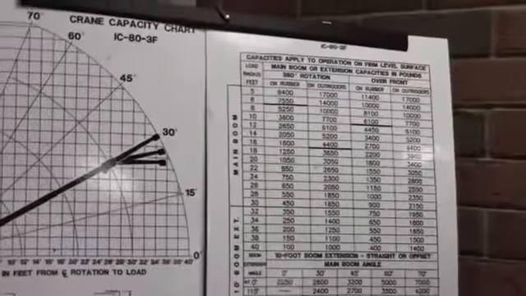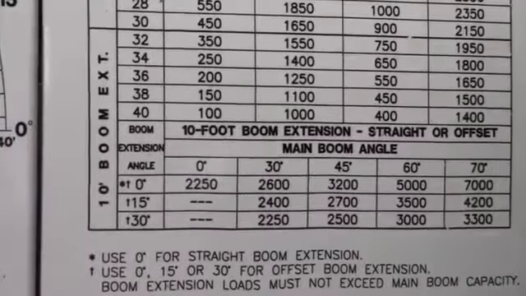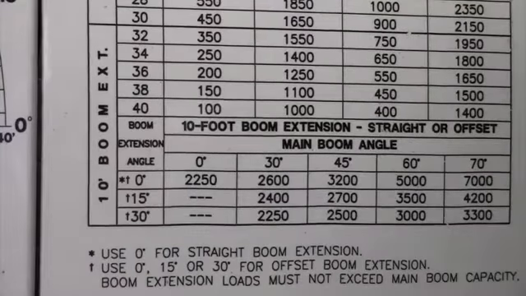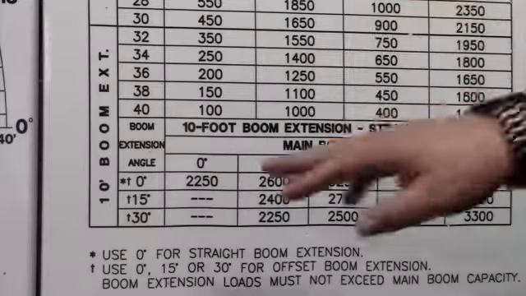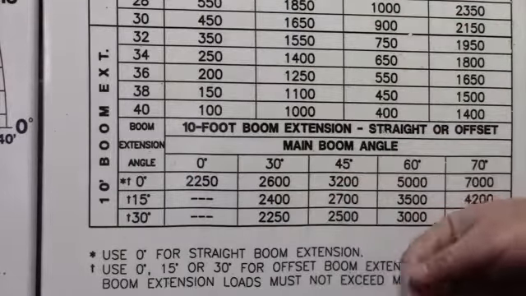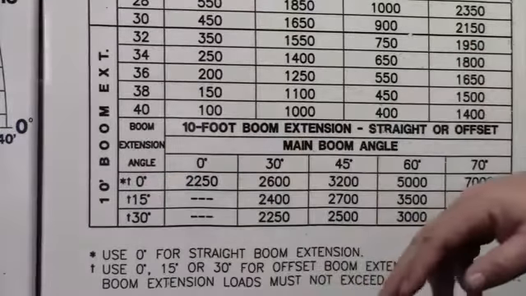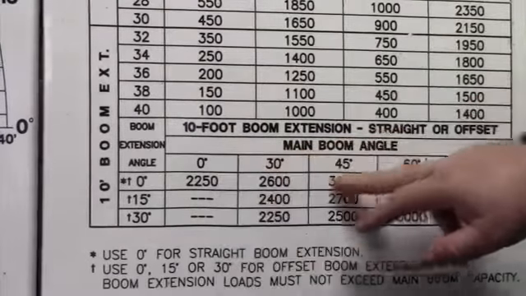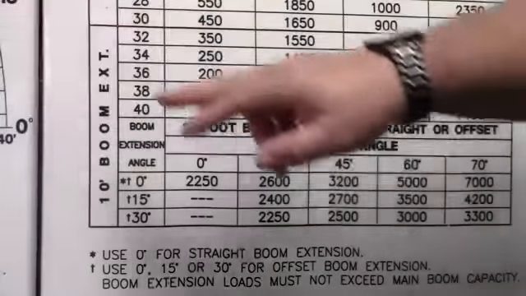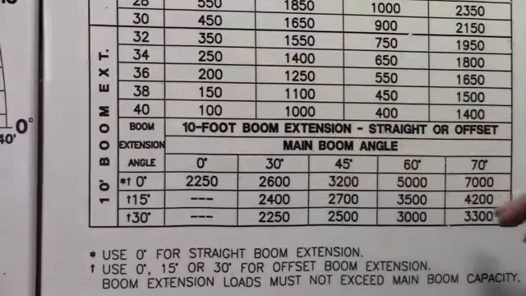And so when you have the jib fitted, if you go down here to the bottom, this bottom load chart has to do with the 10-foot jib extension. Now, the jib extension is there for lifting very light loads to very high heights, at your maximum height that the crane will reach. So you have to make sure that if you're using the jib, you use the jib chart that's on the bottom. Now, here we have the boom extension angle, which is either 0, 15, or 30 degrees. If it's at 0 degrees, you use the 0 degree chart. If it's at 15 degrees, you use the 15 degree chart. And if it's at 30 degrees, you use the 30 degree chart.